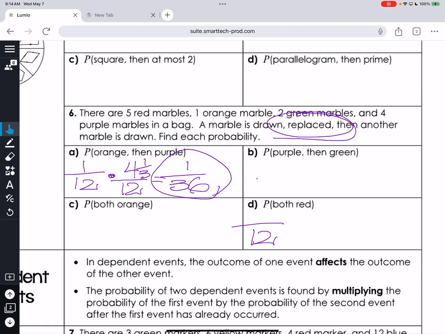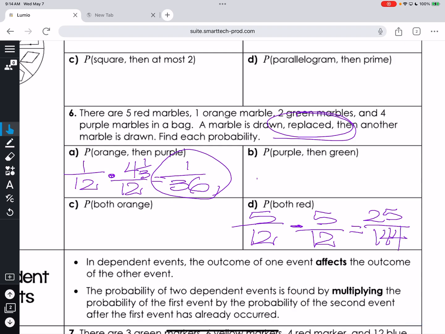Red, we have 5 red marbles. And again, we have 5 red marbles. So we have 25. And we do not bring radicals to the party. So we don't simplify that.